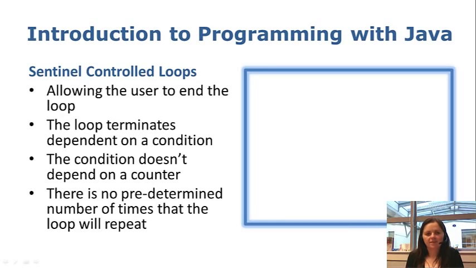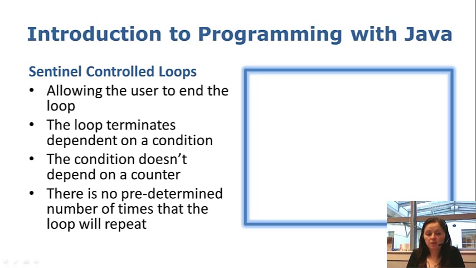Hi there. So the last thing we're going to take a look at in terms of repetition are Sentinel controlled loops. Up to this point we've been looking at counter controlled loops where we're literally counting the number of times that a loop runs. A Sentinel controlled loop gives us a little more freedom and allows the user to interact with the repetition a little bit more.